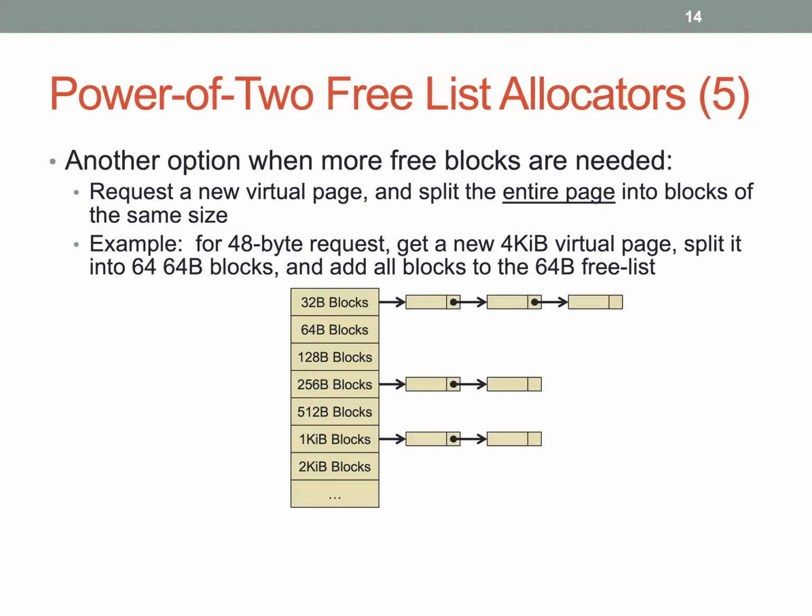So for a 48-byte request, we get a new 4 kilobyte page, split it into 64 64-byte blocks. All of them go into the 64-byte free list, and then it becomes simpler. So you can see here we have no blocks of 64 bytes, so we get a page, and we just plop down 64 blocks of that size. And now we can actually manage the allocation sizes at a page level as opposed to at a block level.